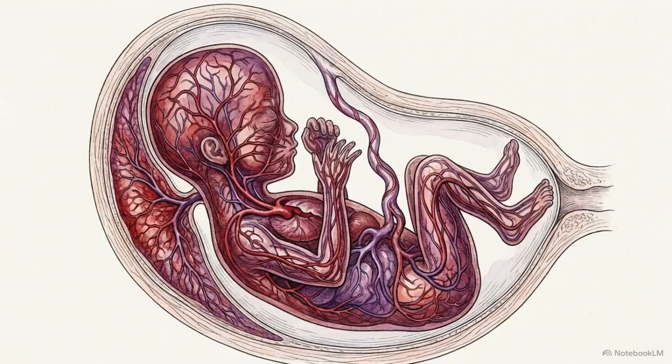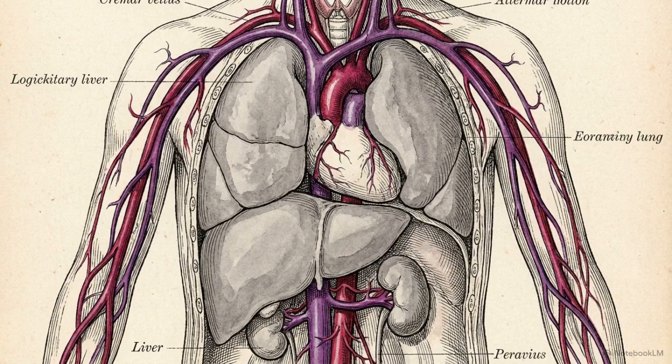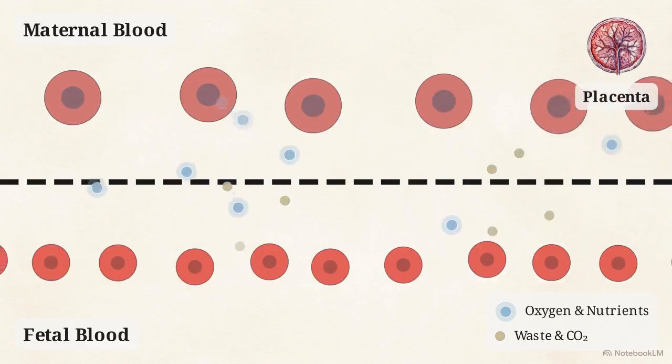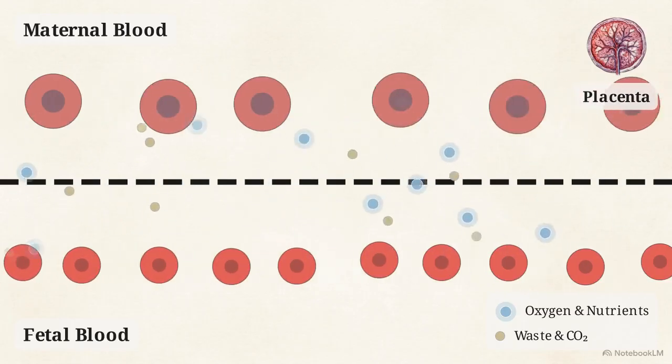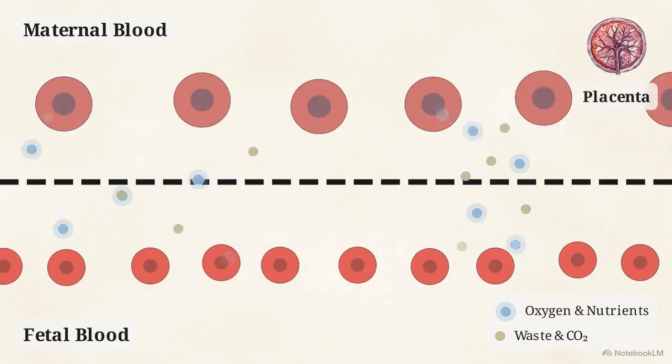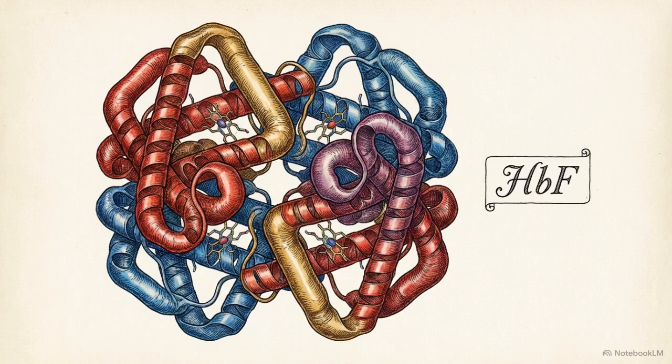While cellular fate is dictated by local molecules, the developing fetus must also solve a massive systemic problem. Prior to birth, the fetal lungs and liver are completely non-functional and highly sensitive to blood pressure. Because these organs cannot process air or waste, gas exchange and detoxification are entirely outsourced to the maternal placenta through passive diffusion.